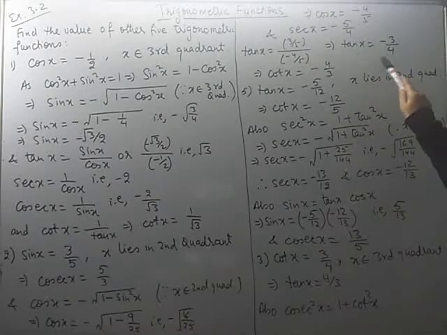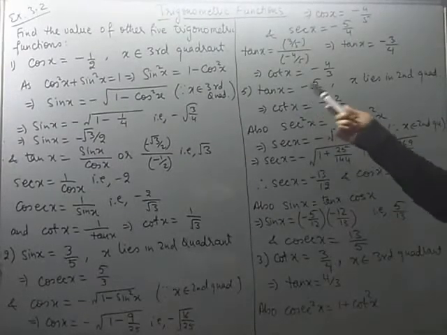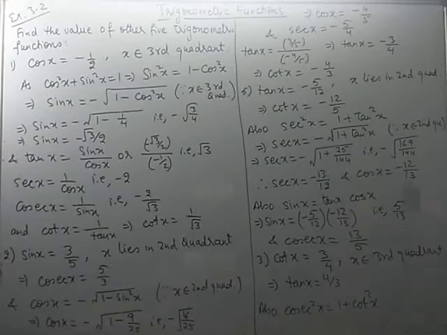It is minus 3 by 4 and its reciprocal cot x will be minus 4 by 3. Then moving on to the fifth one, tan x is given as minus 5 by 12, where it is mentioned x lies in the second quadrant. So obviously this negative sign is understood. Tan is negative in the second quadrant. So if tan x is minus 5 by 12, cot x will be minus 12 over 5.